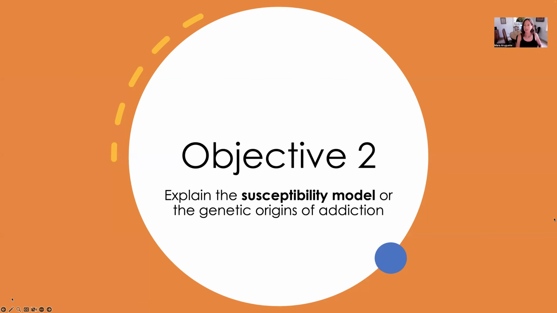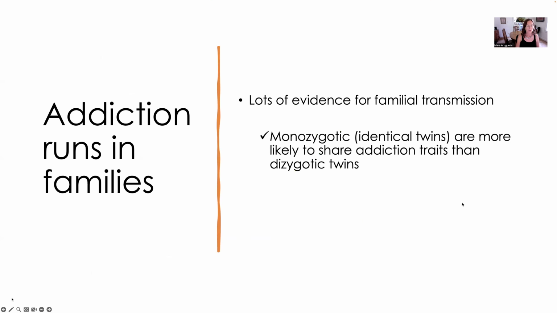Okay. All right, let's get into objective number 2, which is to talk about the susceptibility model or the genetic origins of addiction. Well, basically, addiction runs in families. And so we suspect that it is going to have some genetic basis. There's tons of evidence for familial transmission.